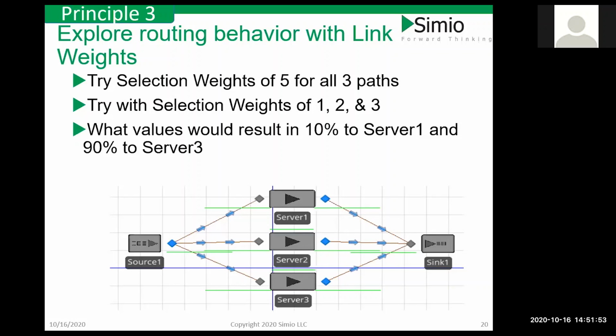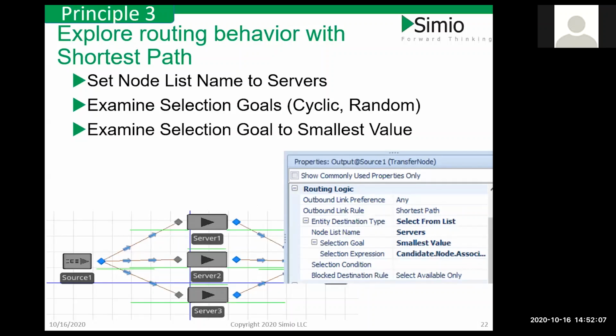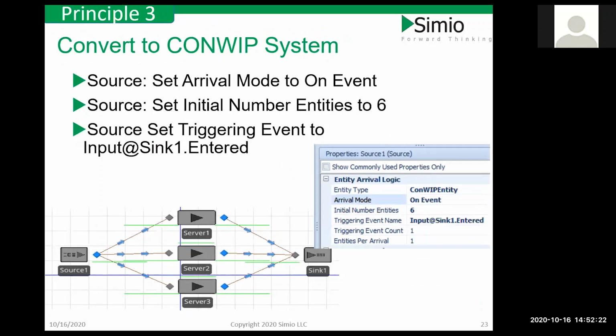Okay, so we've done some work. We tried a little bit with selection weights. We tried a little bit with creating a list for a node list. We explored a little bit of routing behavior with cyclic and random, and setting our selection goal to smallest value of something. And there's a lot more things you can do. I hope you recognize I'm only just barely touching the surface of what we can do.